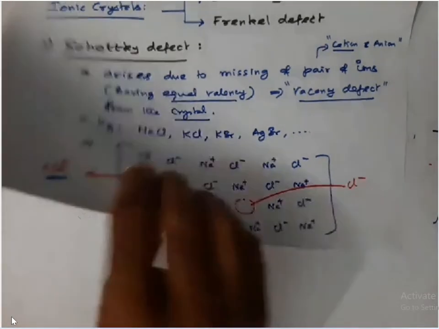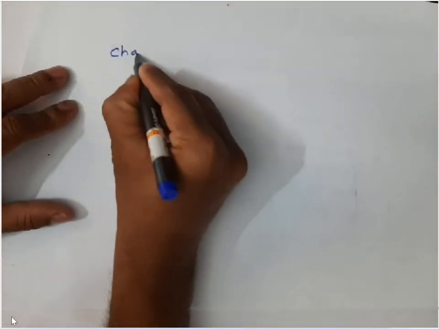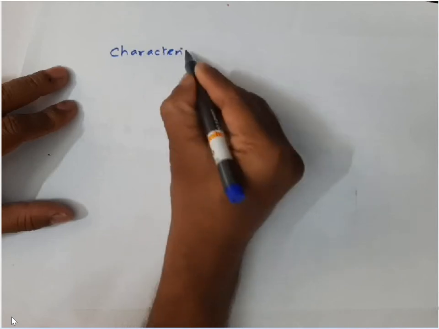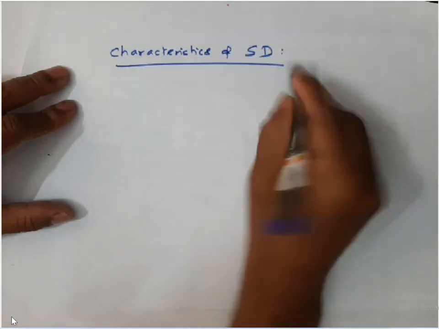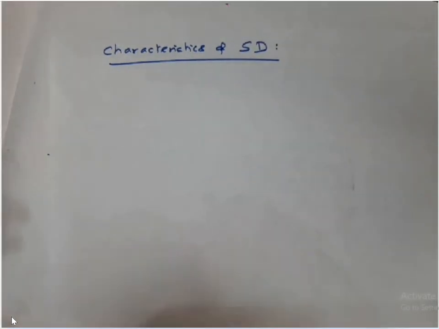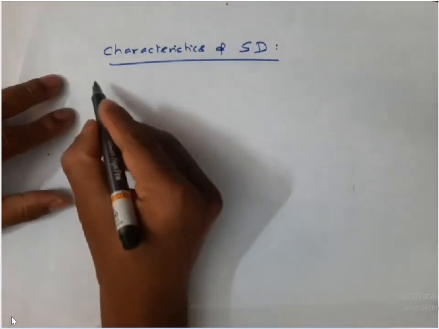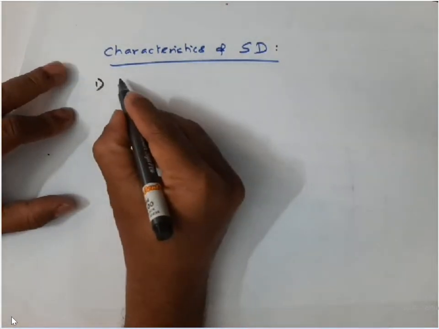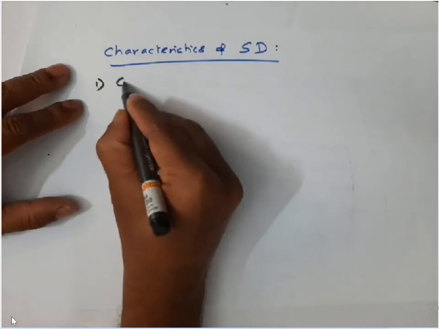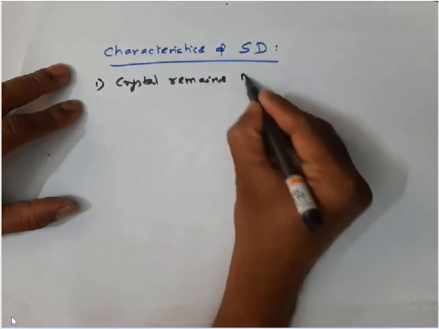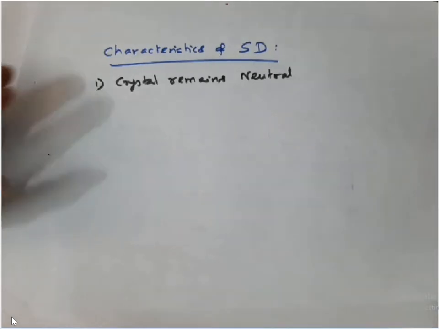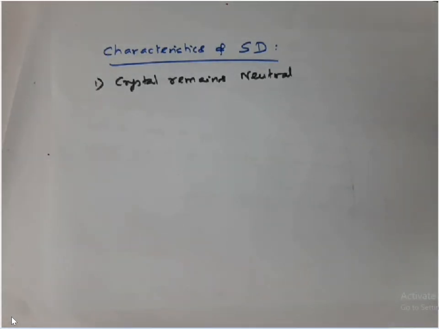Let me write on the next page. What are the characteristics of Schottky defect? Let me put simply SD; here SD means Schottky defect. Number 1, even after the defect, the crystal remains neutral, because equal numbers of cations and anions are missing. Therefore, the crystal remains neutral.